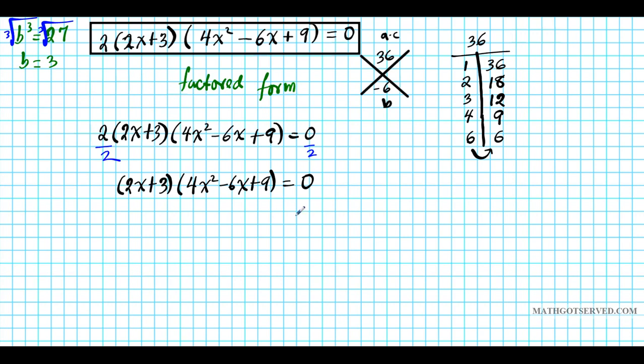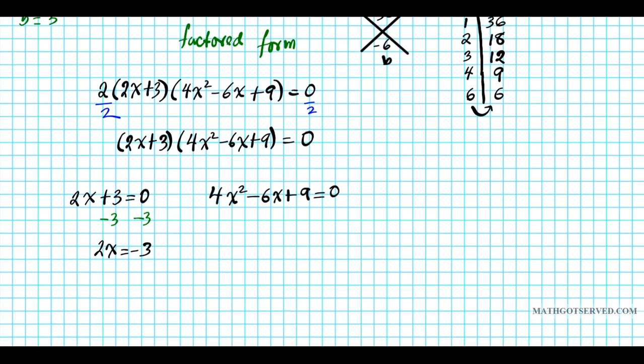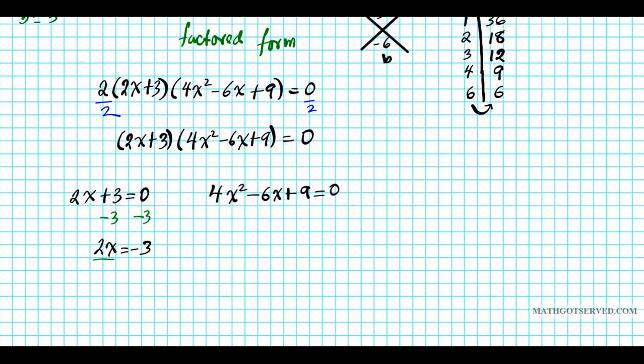Okay, now we're ready to apply the zero product property. So first we'll set the first quantity to 0 and the second quantity, the quadratic trinomial, to 0 also. The first one can easily be solved by subtracting 3 from both sides. So you have 2x equals negative 3, and dividing by 2 on both sides, your result is x equals negative 3 over 2.